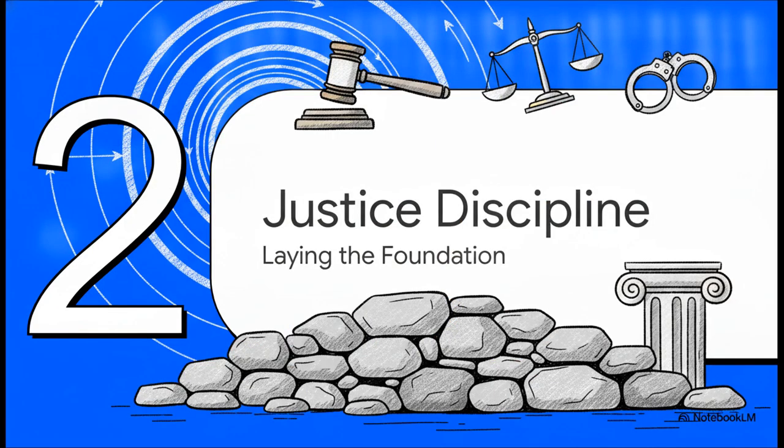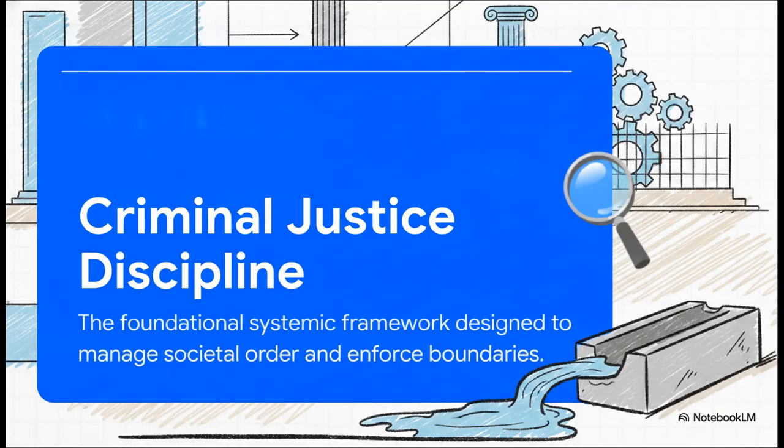All right, Section 2, criminal justice discipline, which is all about laying the foundation. So, a quick heads up on the word discipline here. In this context, discipline isn't just a parent scolding a child or a personal habit like trying to wake up early. As our source defines it, criminal justice discipline is a foundational systemic framework designed to manage societal order and enforce boundaries. Think of it as the concrete poured into the ground long before any walls are actually put up. Without this baseline agreement of what discipline looks like at a state or national level, you simply cannot enforce those boundaries we just talked about. It is the absolute essential groundwork of the entire correctional architecture.